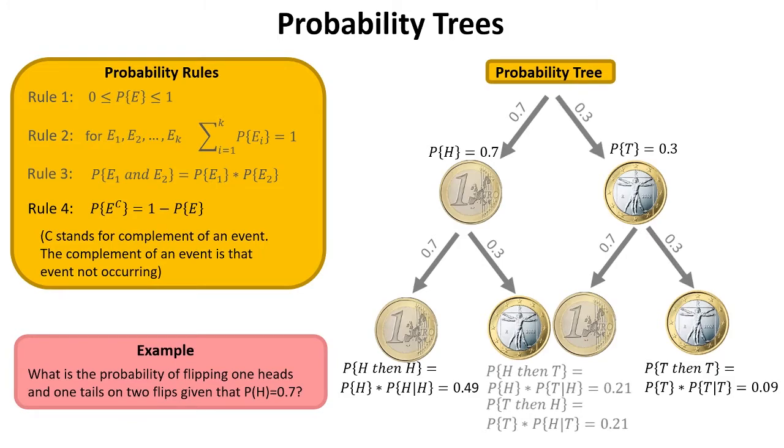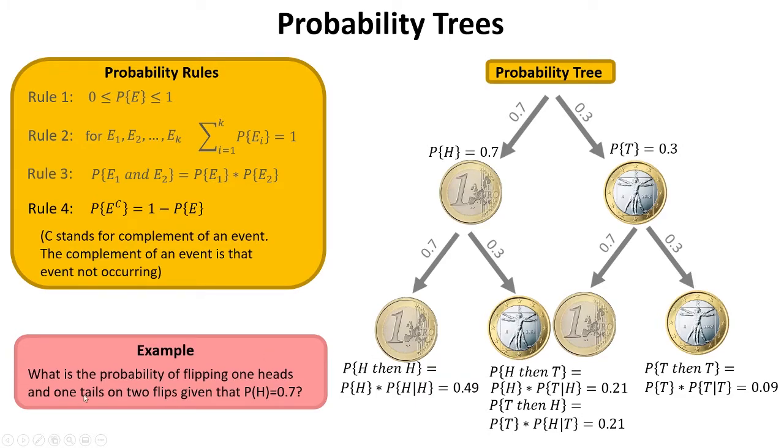And so you'll note that all of these add up, 0.49, 0.21, 0.21, 0.09, they add up to 1 again, which satisfies rule 2. Everything falls between 0 and 1, which satisfies rule 1. All of these things that we're doing 2 of are multiplying together, which satisfies rule 3. And the probability of not flipping a heads and then a heads would be adding up all of these other things together.